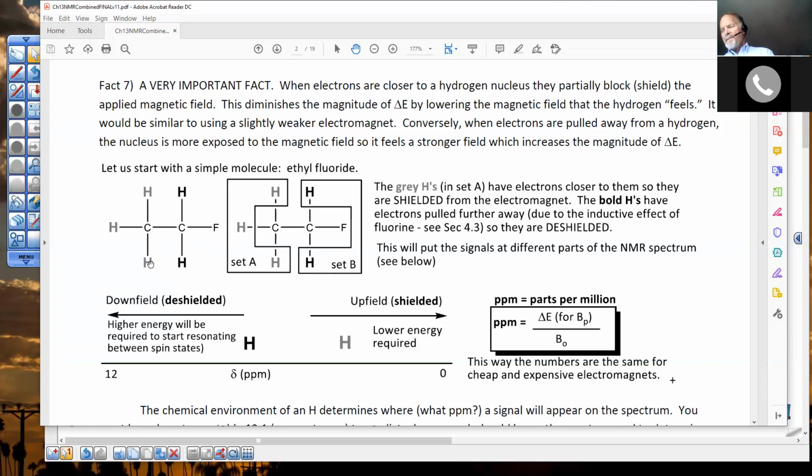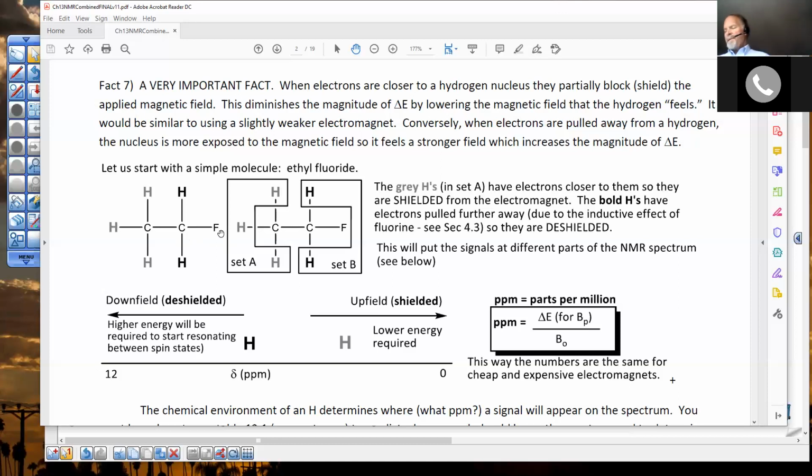These are less deshielded, so they're more shielded in a relative sense because the fluorine's not anywhere near as close. So I want to remind you of the word inductive effect, because that's what we just talked about. Fluorine has inductive effects. It will pull electrons away from the carbon, and as a result, that pulls electrons away from the hydrogen. The closer you are to the fluorine, the stronger the inductive effect will be. And that causes the energy gap to get bigger.